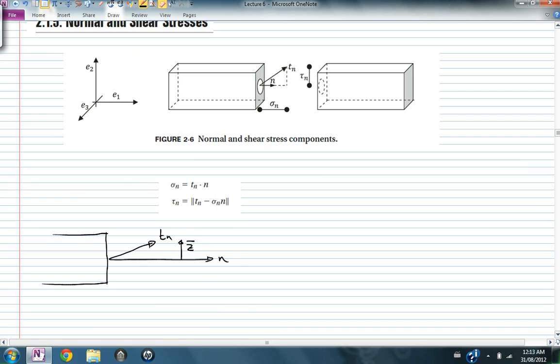This is Z bar. This is the orthogonal projection of Tn on n. So the orthogonal projection of Tn on n is equal to Tn dot n in the direction of n divided by norm n squared, which happens to be equal to 1.